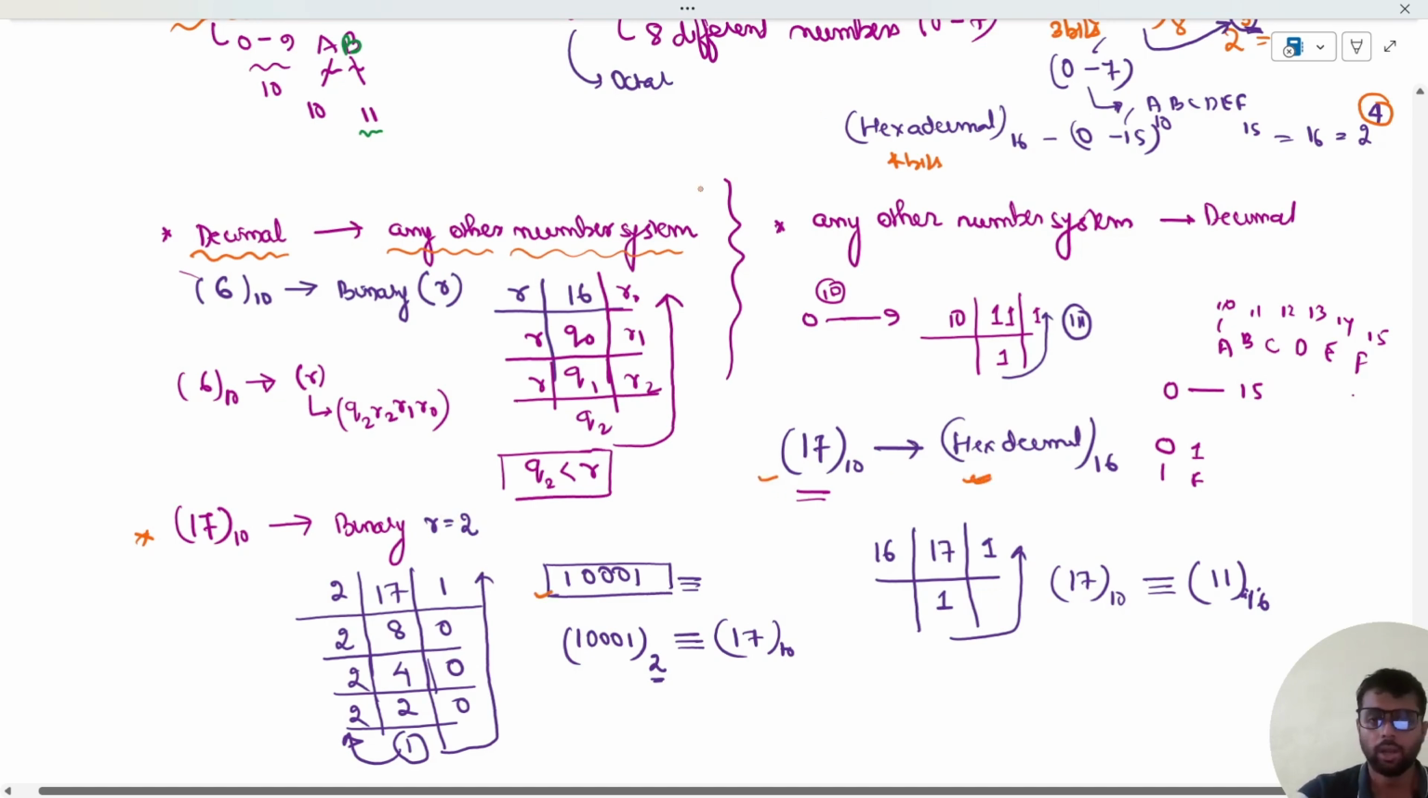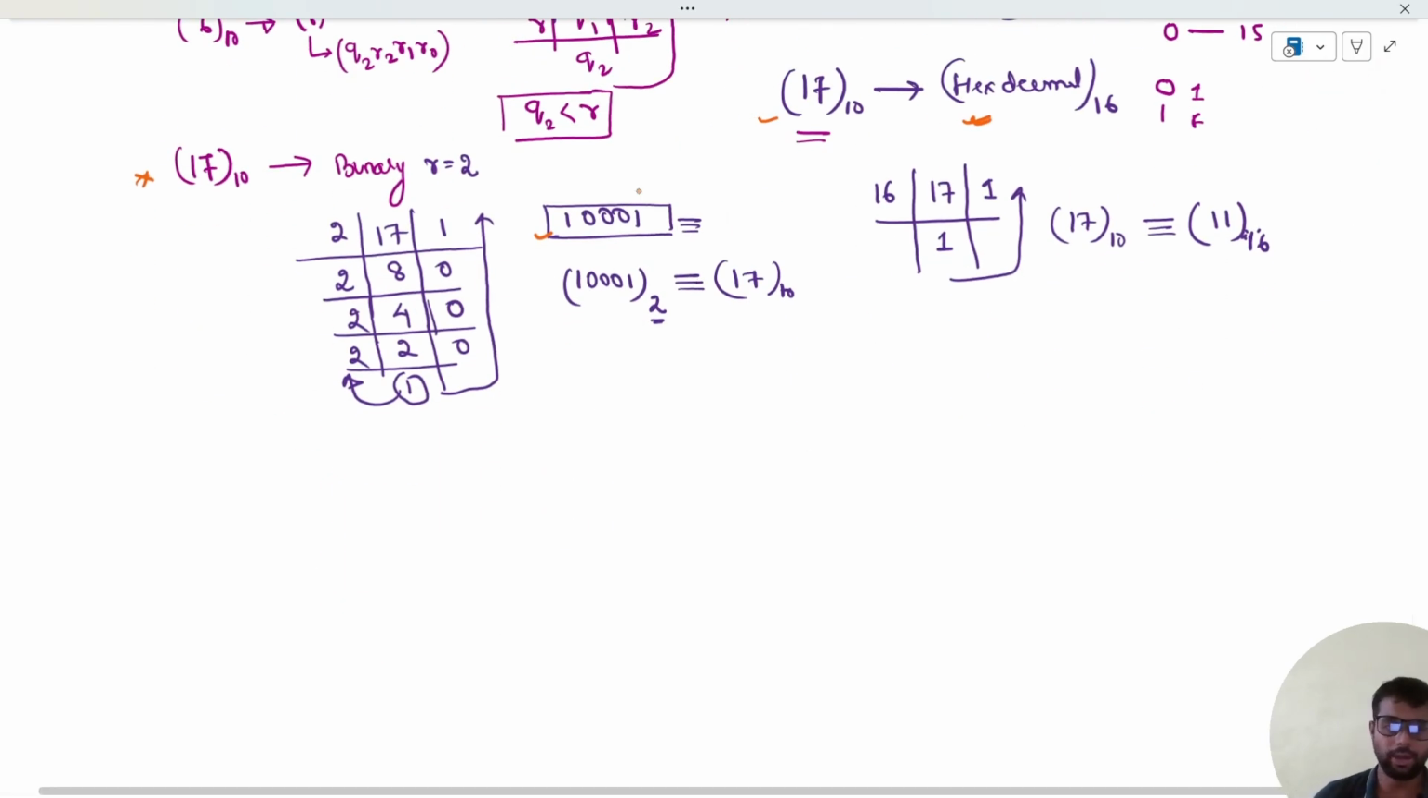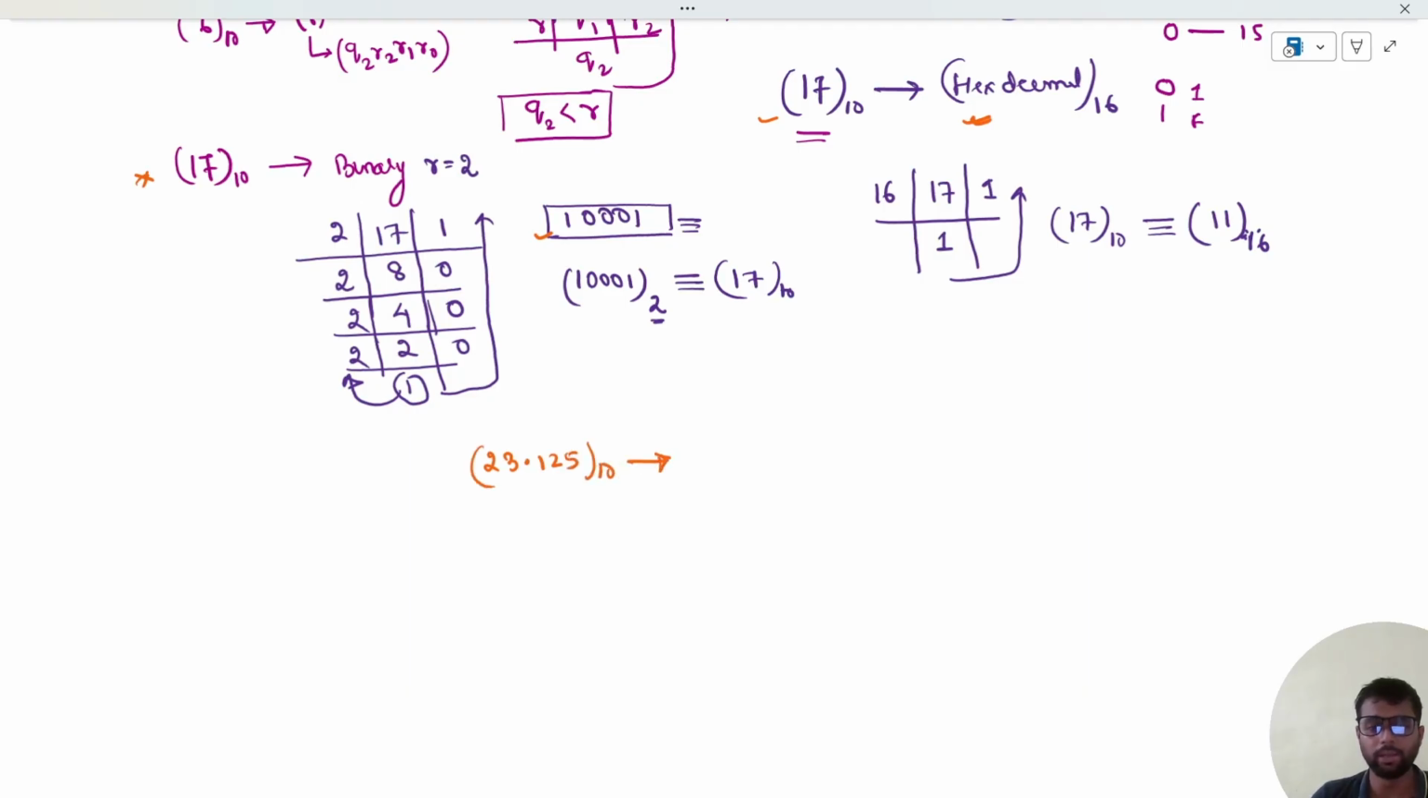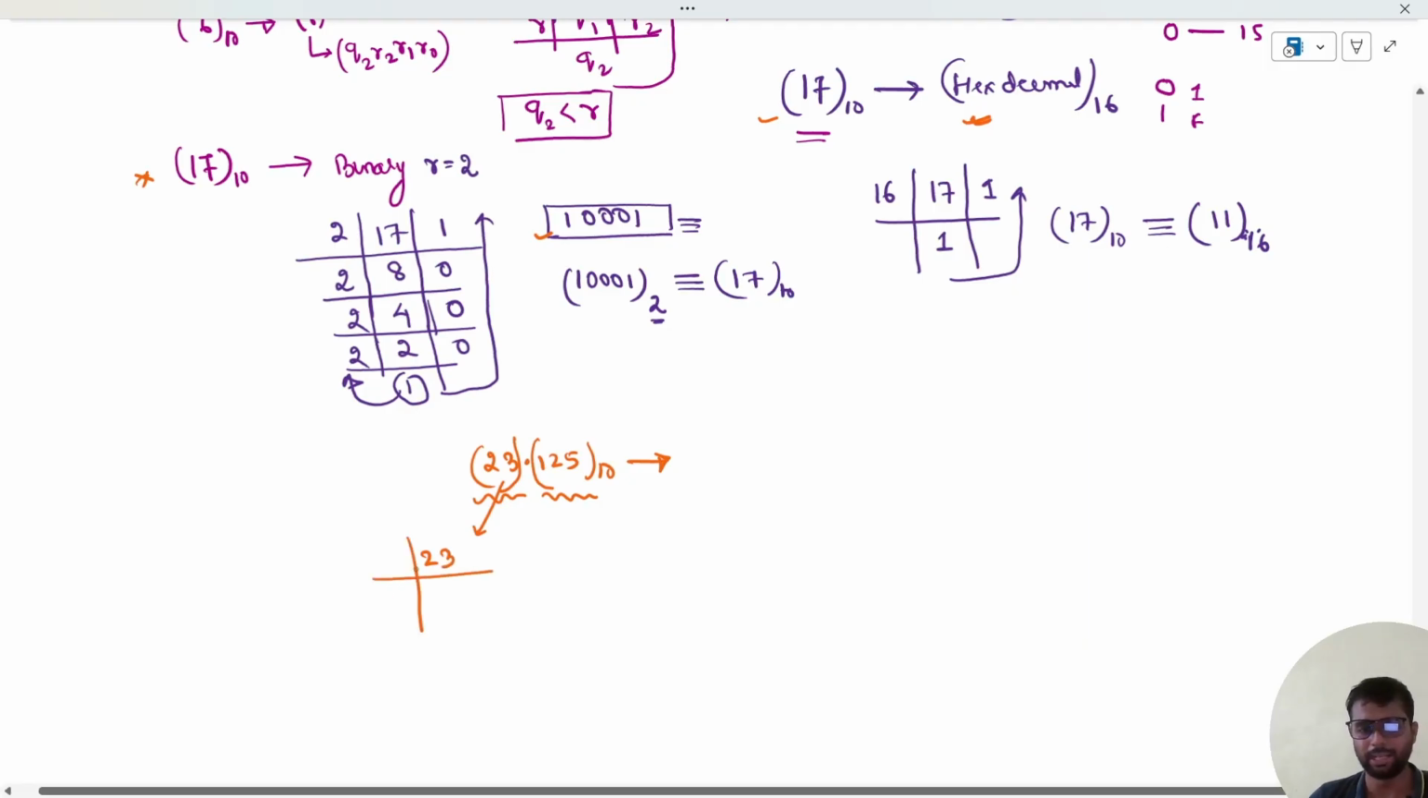Now let us take one more example wherein we are going to convert 23.125 base 10 to binary. So how will you do that? You have to take the integral part and the decimal part separately. For the integral part, what do you have to do? 23 can be represented in the same way.